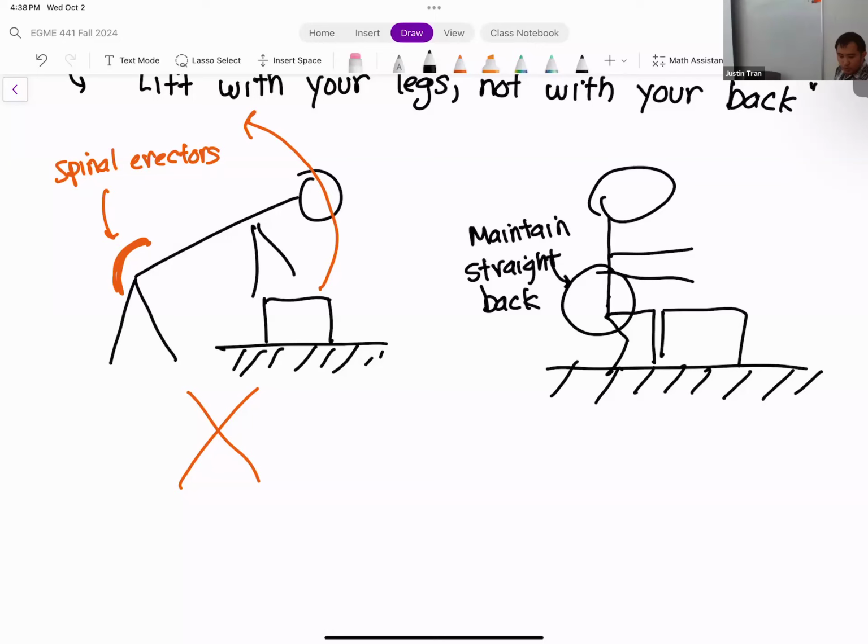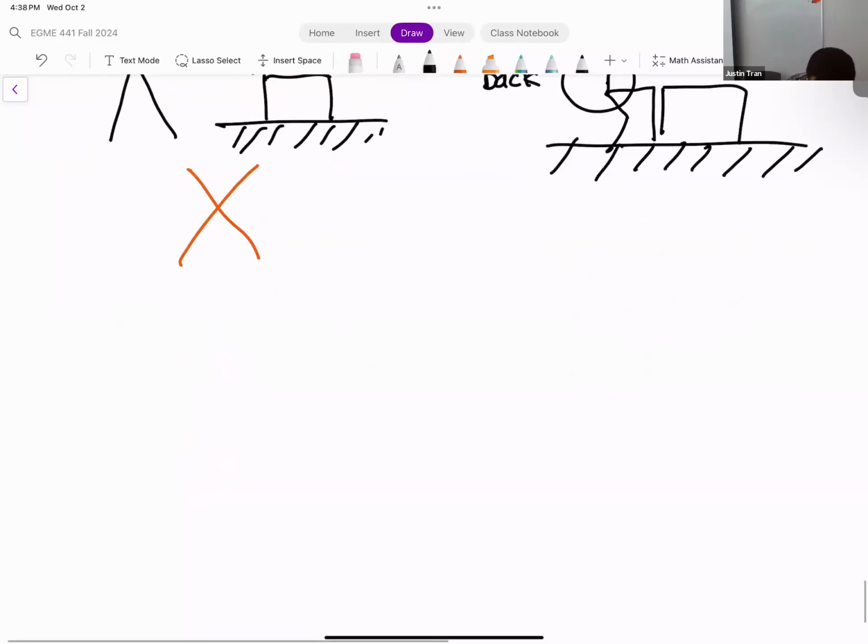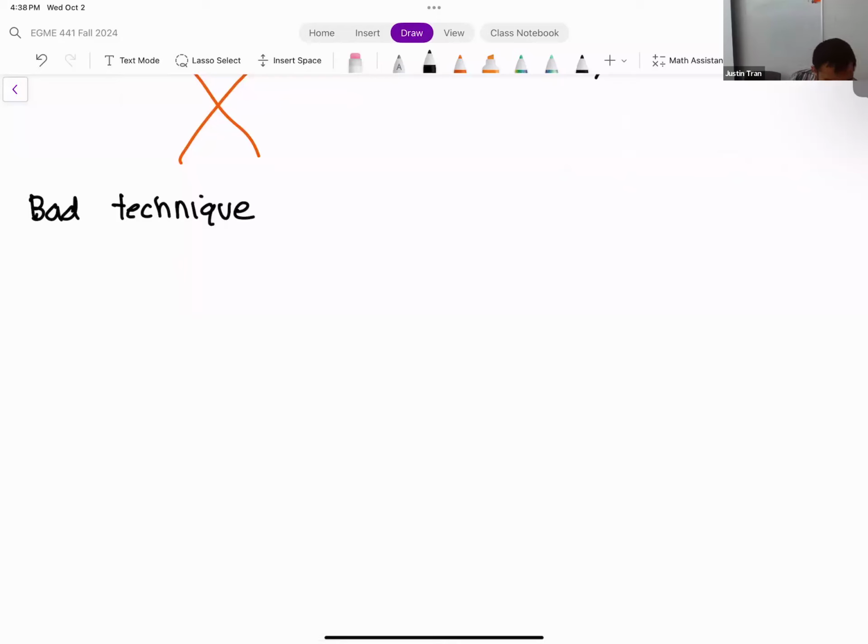So what we're going to do is put some numbers on this, just to illustrate how bad this technique is and how much it saves your back by doing the good technique. Okay. So let's look at bad technique first. We're focusing on the spinal erector muscles, but to make a complete picture, we have to draw the entire lower extremity. If you're lifting with bad technique, usually your legs are relatively straight and you're bending down only at your back. Okay. So it looks a little something like this.